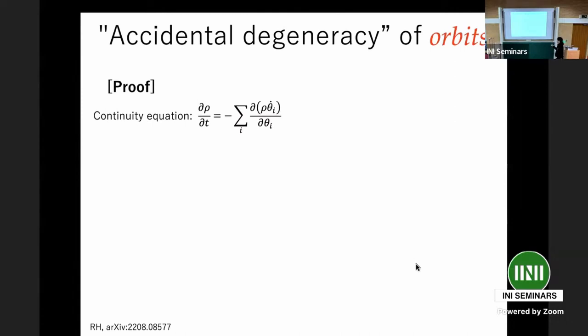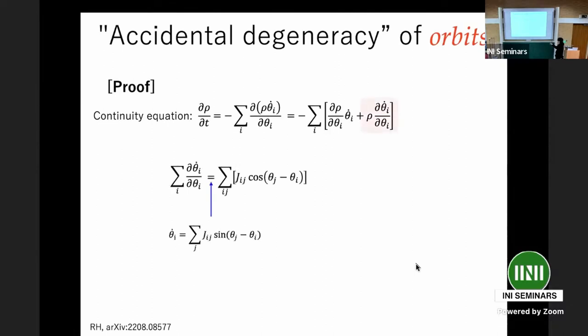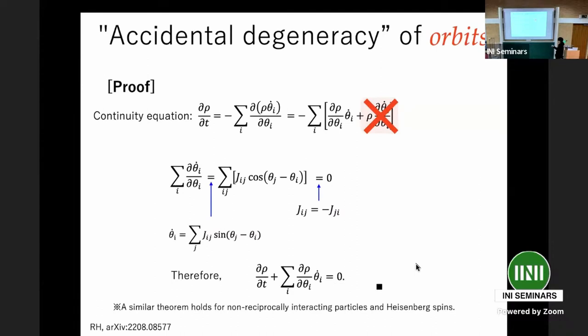And this accidental degenerate orbits, this Liouville-type theorem, is literally a three-line proof. You start with a continuity equation for the probability distribution, and you can do a derivative by parts. If you look at this quantity here, you can just plug in all the numbers and show that because of the anti-symmetric coupling, this is going to be zero. Therefore this term vanishes, and as a result you get conservation of phase volume, the Liouville-type. And this type of proof can apply to many more examples like non-reciprocally interacting particles and Heisenberg spins.